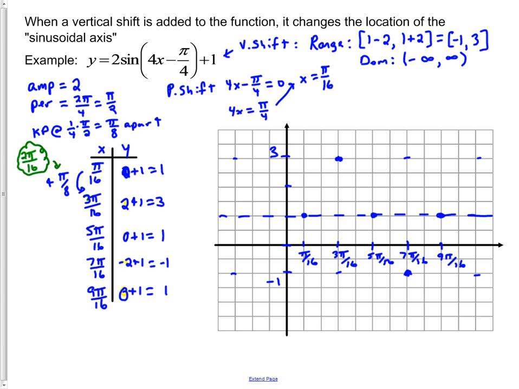And so graphing this function for one full cycle, we're going to come up kind of like this in that one cycle. We're going to go down to our lower amplitude band, and then we would begin that cycle over again. And here is one full cycle of the graph of y equals 2 sine of 4x minus pi/4 plus 1.